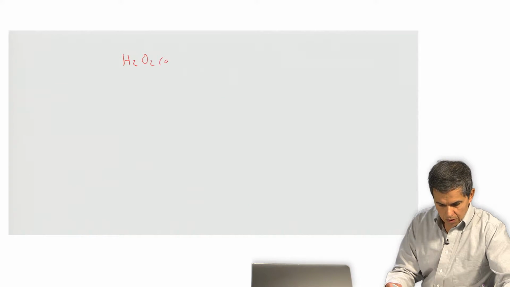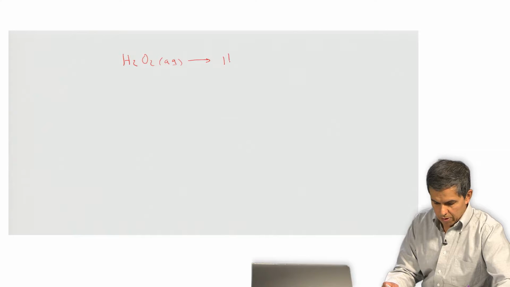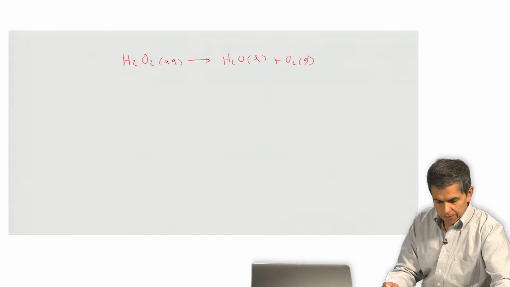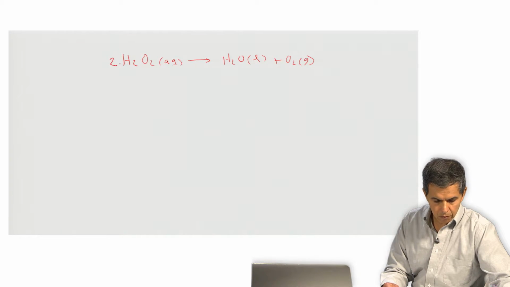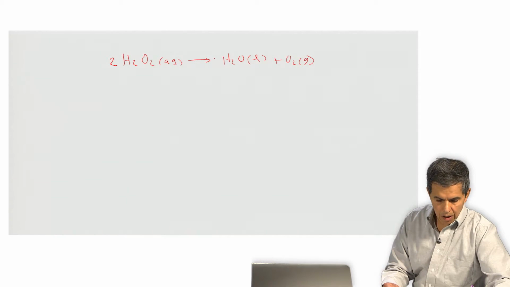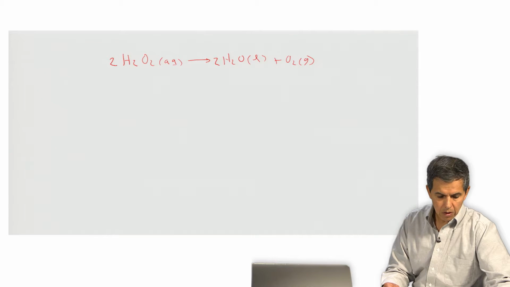So the production of oxygen gas from hydrogen peroxide can be represented as the decomposition of hydrogen peroxide into water plus oxygen gas. If we balance this equation, we will notice that we need to add a coefficient of 2 in front of hydrogen peroxide and 2 in front of water. And that balances hydrogens, 4, 4, and oxygens, 4, 2, and 2 is 4.